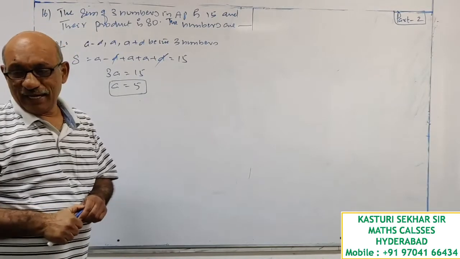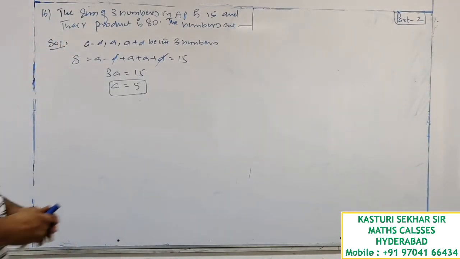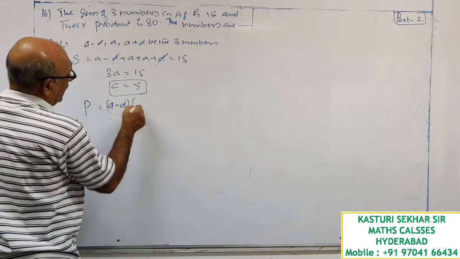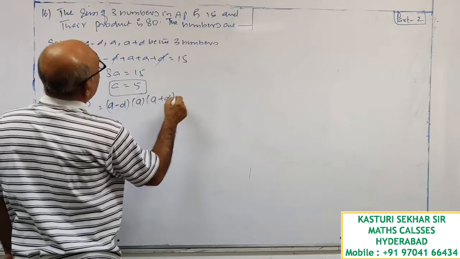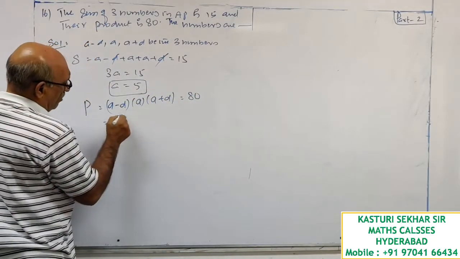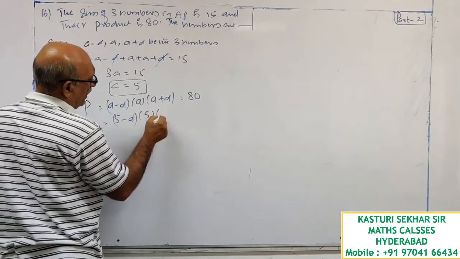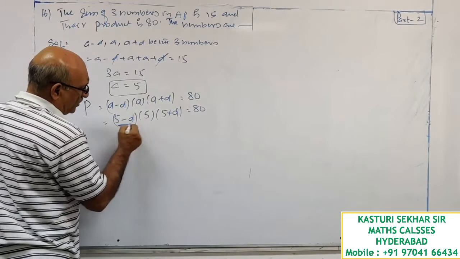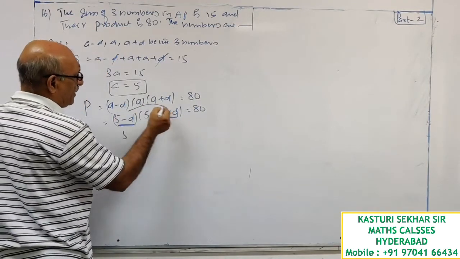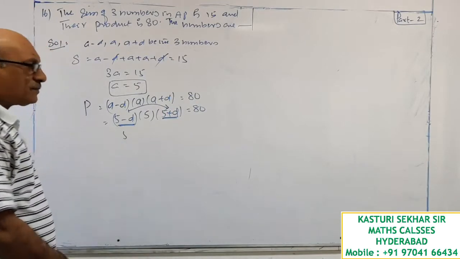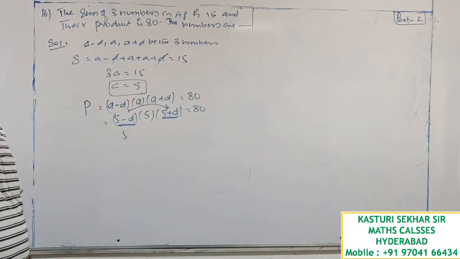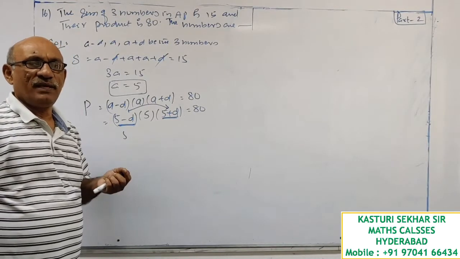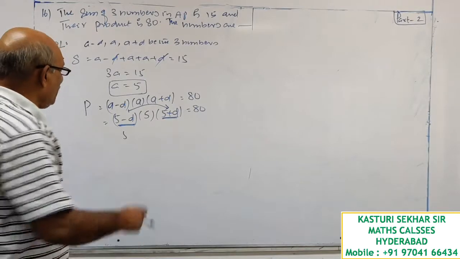First term value is obtained as 5. Now, product (A minus D) into (A plus D) is equal to 80. So (5 minus D) into (5 plus D) is equal to 80. If I multiply first term and last term, these two are of the type (A minus B) into (A plus B), which can be written as A square minus B square.